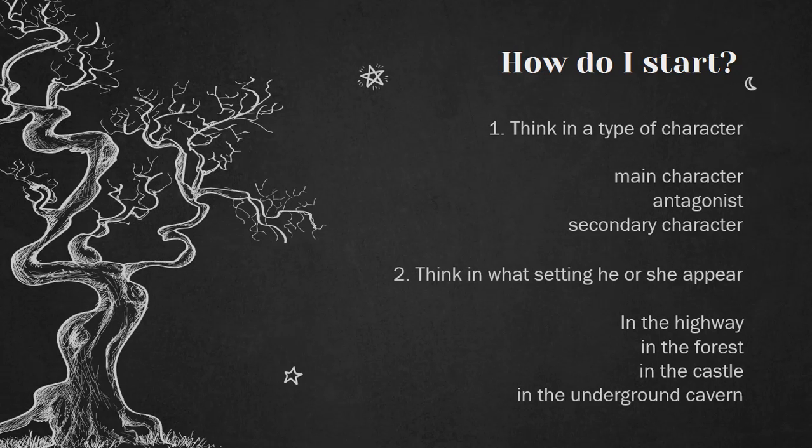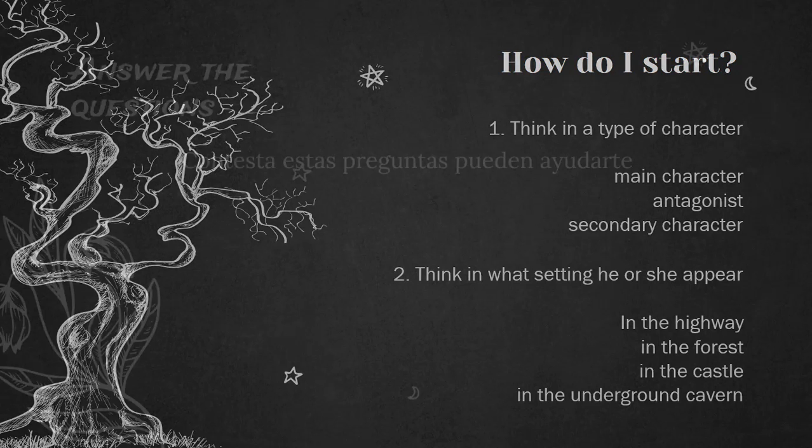Tal vez tu character que te quieres inventar aparece in the highway, o tal vez aparece in the forest, or in the castle, o tal vez aparece in the underground cavern, alright? Son cosas que tienes que pensar para que tu character it will be awesome, ¿ok? Para que sea más sorprendente tu character. So it will be more awesome.